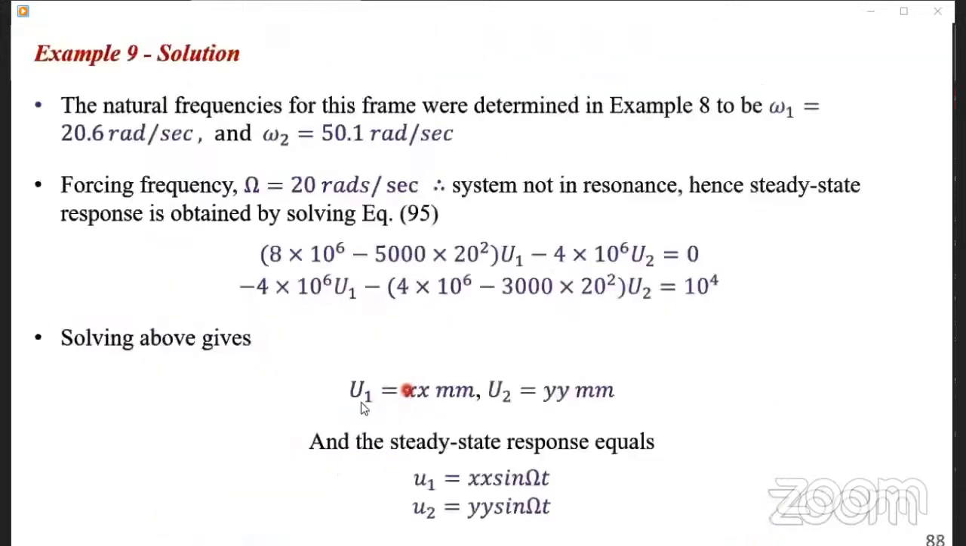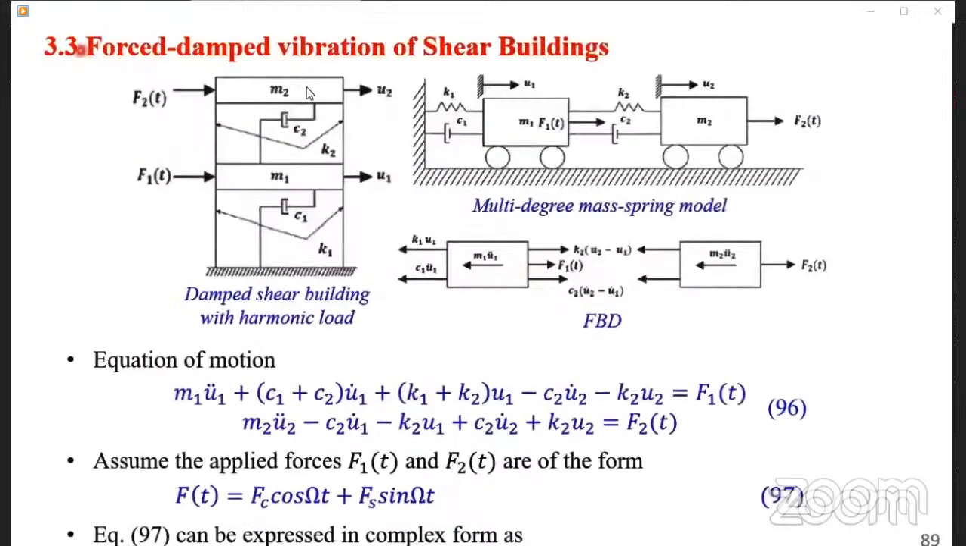So now, if you solve for U1, you are going to get the coefficient for each one of the steady state responses for the first and second floor level. And therefore, the steady state response is this equation here. The issue was to determine U1 and U2 using that equation. Very easy. But let's spice things up.